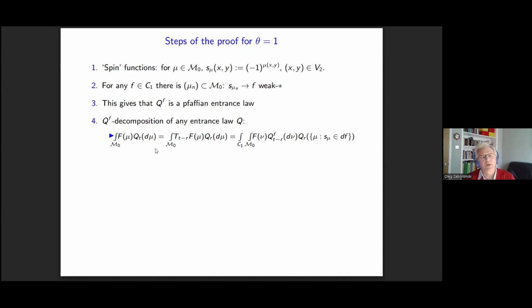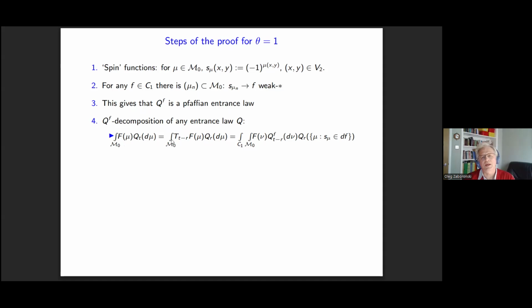How do you do that? Well, we just use the fact that Q is an entrance law by writing this decomposition, which is true for all values of r smaller than t. And now the cool thing is that we can think of the action of the semigroup applied to F as our interacting particle system started from an initial condition mu. Of course, we didn't have an initial condition to start with, but now we're starting at time r at the initial condition mu, and then we average over all initial conditions.